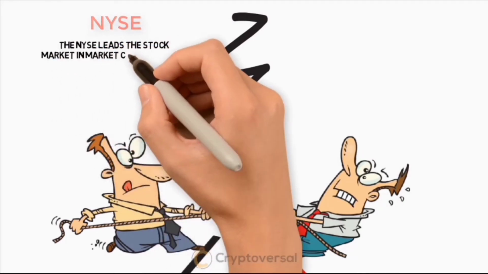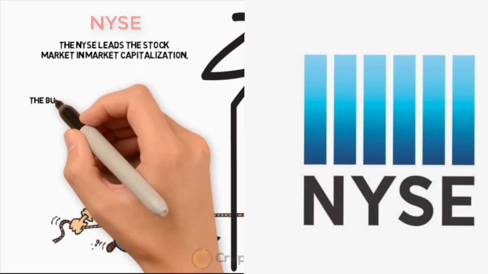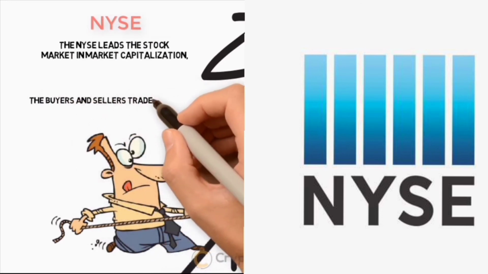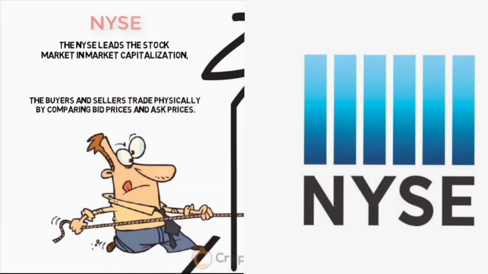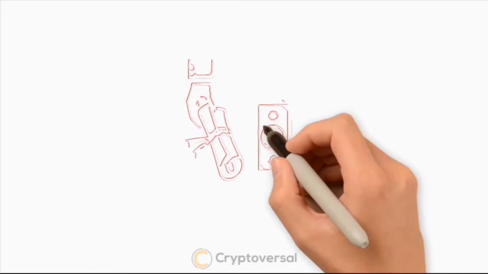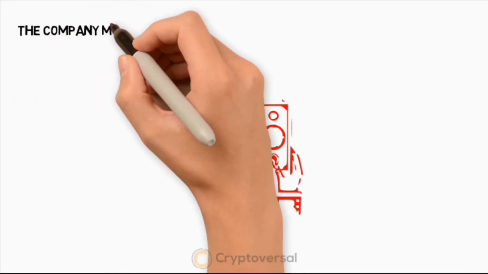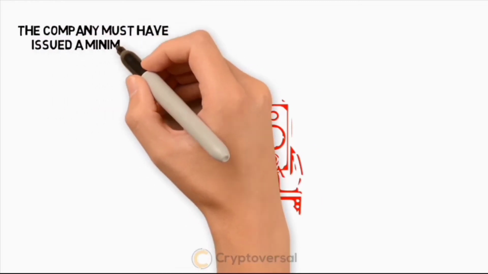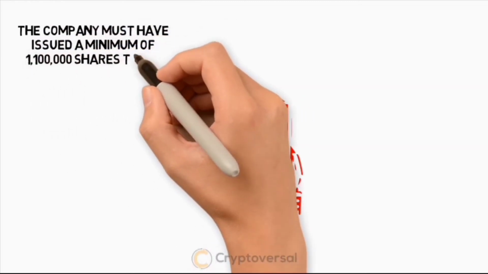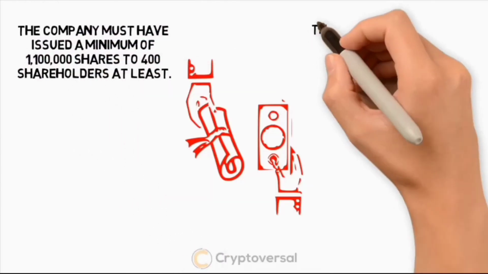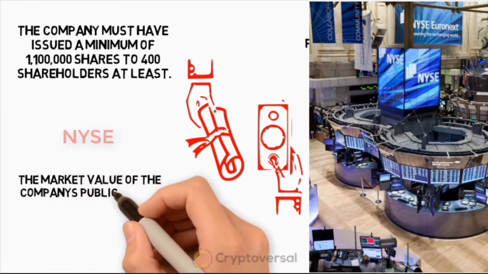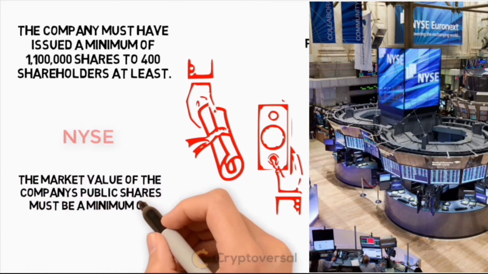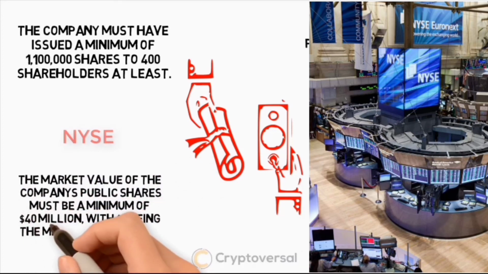Therefore, we can say that the New York Stock Exchange leads the stock market capitalization. In the New York Stock Exchange, the buyers and sellers trade physically by comparing bid price and ask price. Also, the company must have issued a minimum of 1,100,000 shares to 400 shareholders at least. In the New York Stock Exchange, the market value of the company's public shares must be a minimum of $40 million, with $4 being the minimum share price.